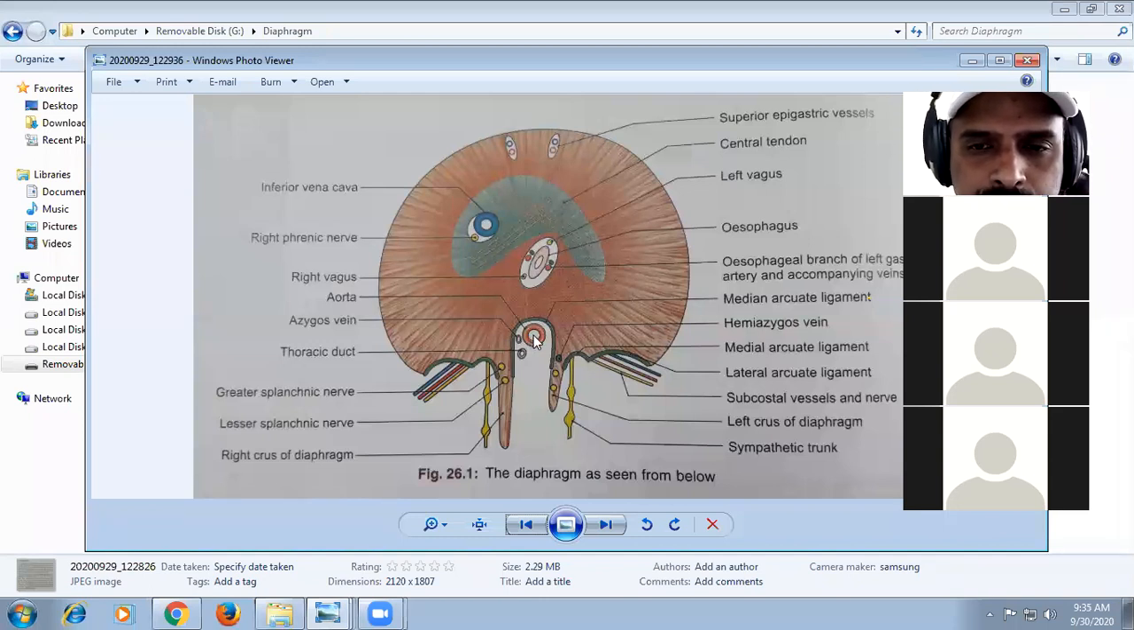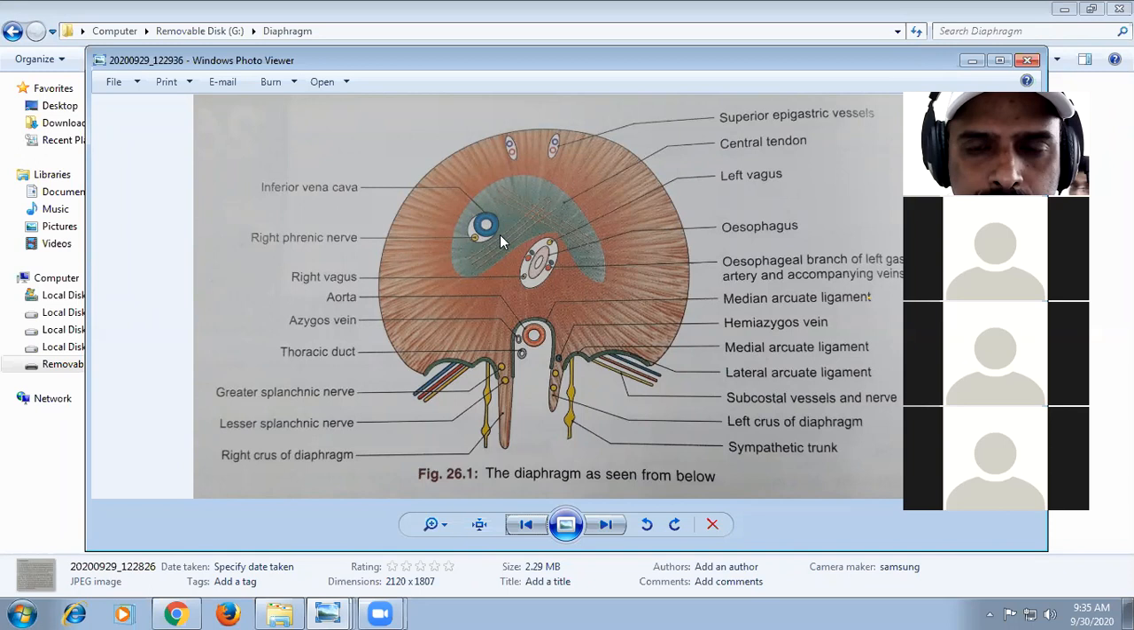First, you have to remember that this is the aorta. We can call this the thoracic aorta, the descending thoracic aorta, entering and continuing in the abdomen as the abdominal aorta. That is the aortic opening. Next comes the esophageal opening. I am talking about the larger openings of the diaphragm. Then the third one is the inferior vena cava.